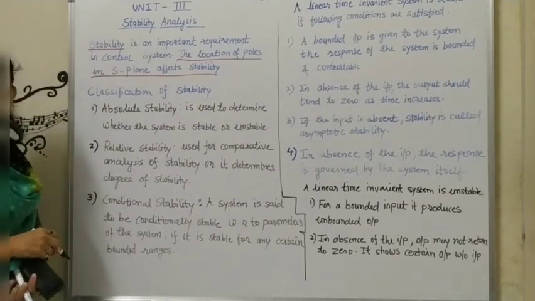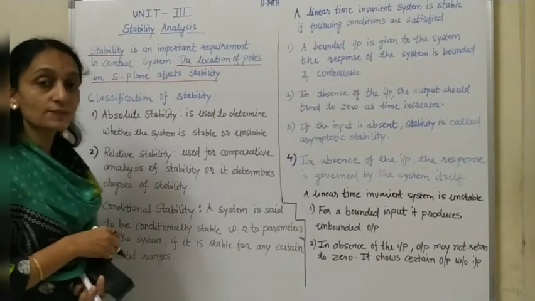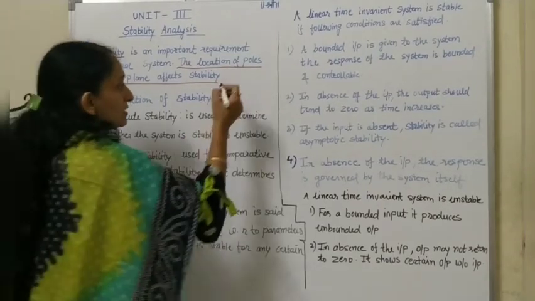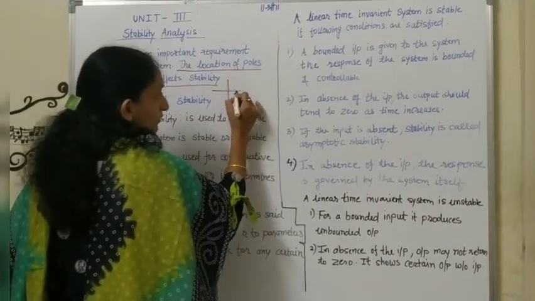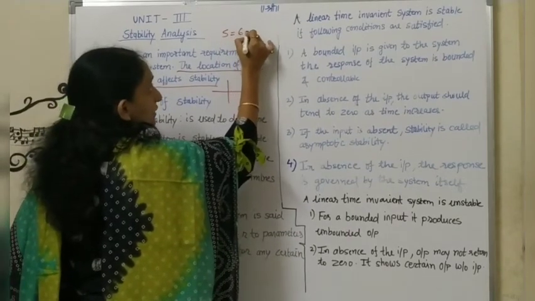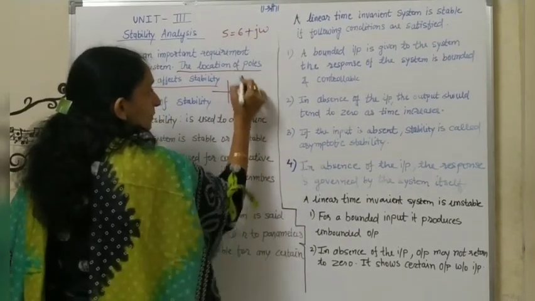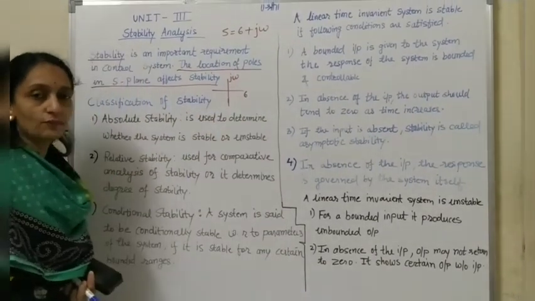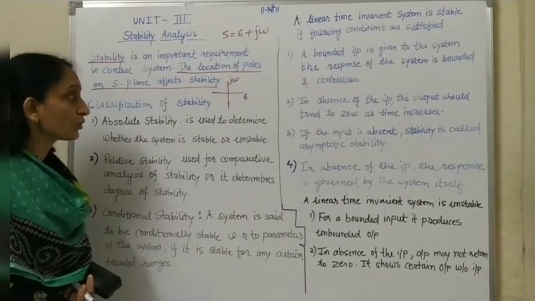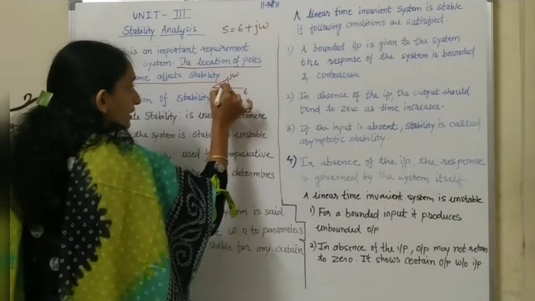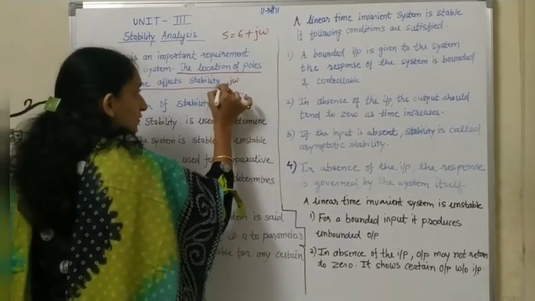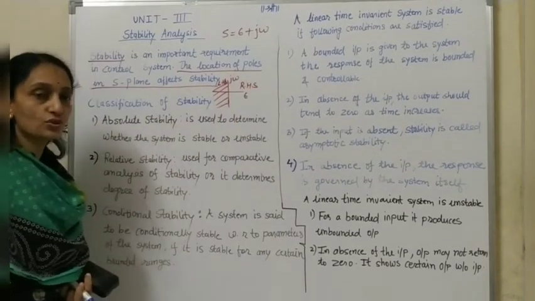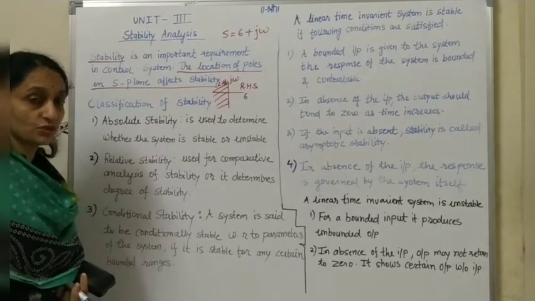The important thing is that when we are saying the system is stable, we have to check the location of poles. For example, suppose this is S-plane. What is S-plane? We know that S is equal to sigma plus j omega. So sigma is x-axis and j omega is y-axis. For the condition of stability, the location of poles should be on left hand side of j omega axis. This is left hand side and this side is right hand side.